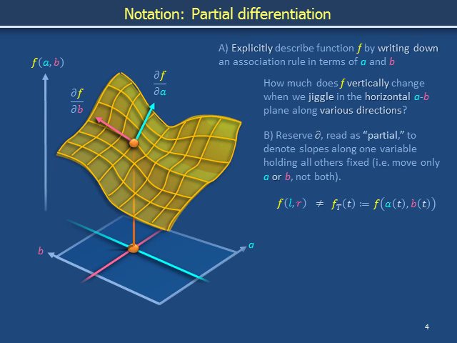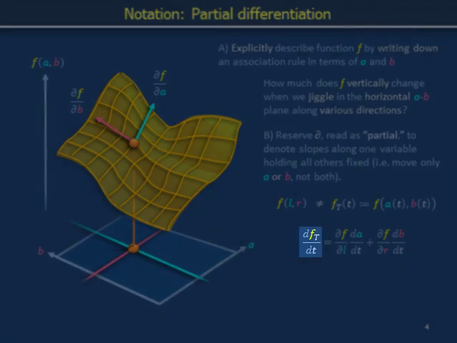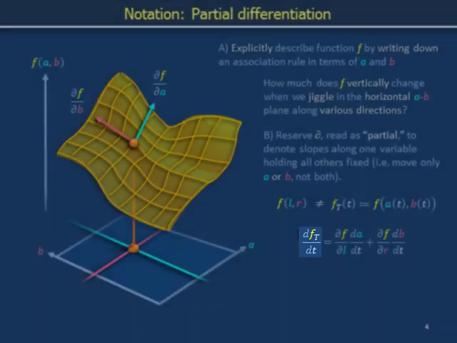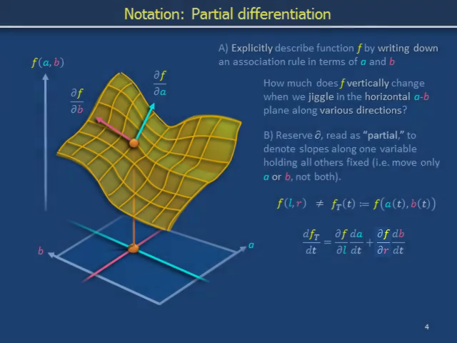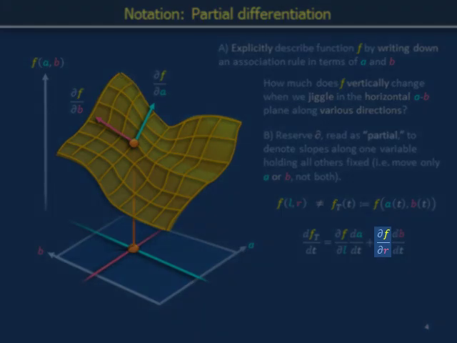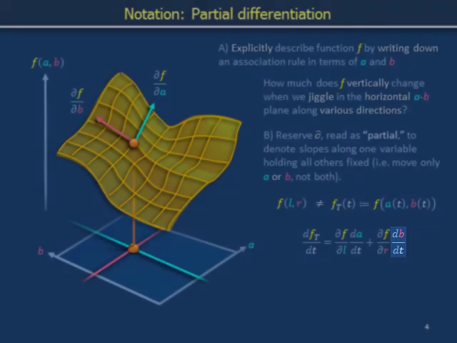For example, we may wish to state that the derivative of the single variable function f sub capital T with respect to time t equals the partial derivative of a different function f with respect to its left slot multiplied by the derivative of the function a with respect to t plus the partial derivative of the function f, again not f sub t but instead f, with respect to its right slot, multiplied by the derivative of the function b with respect to time.